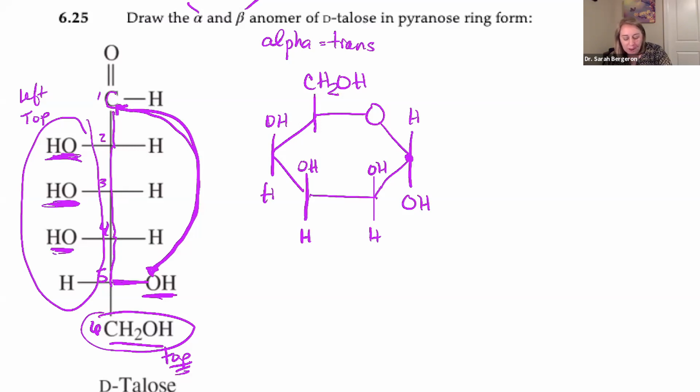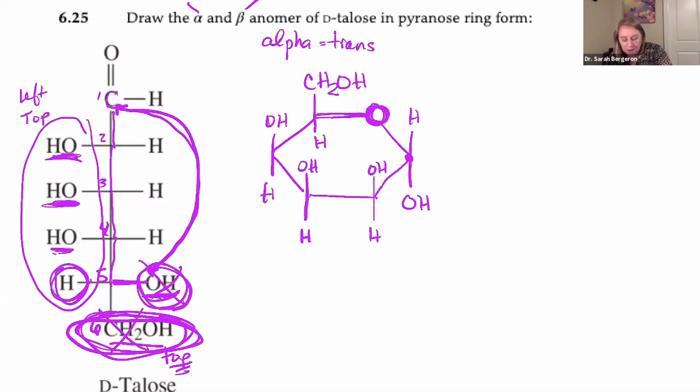Now, carbon 5, be careful. Carbon 5, we've already drawn this, so we don't have to worry about that. We've already put in our oxygen, that's this oxygen right here. The only thing left that's going to go on this stick is this hydrogen right here, and that's going to go on the bottom. Okay, so that's our alpha.